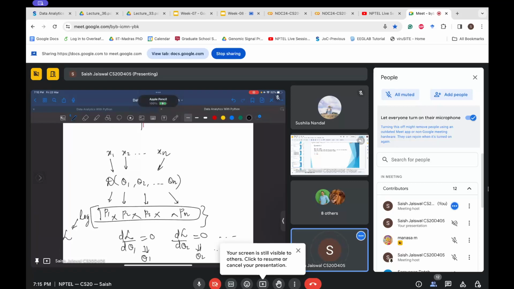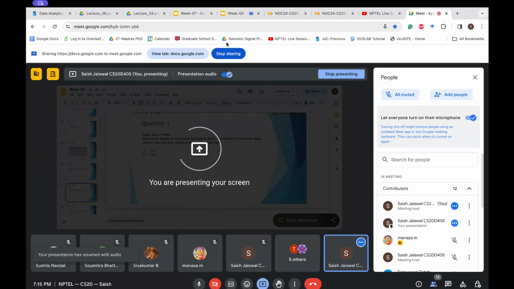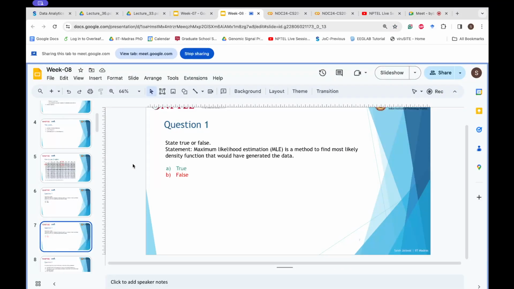Okay, so I hope this is clear, and let us go back to the question. So maximum likelihood estimation is a method to find the most likely density function that would have generated the data. So the answer is true.